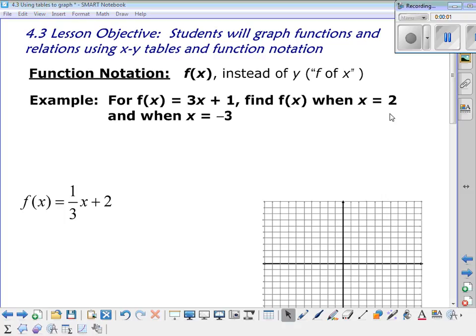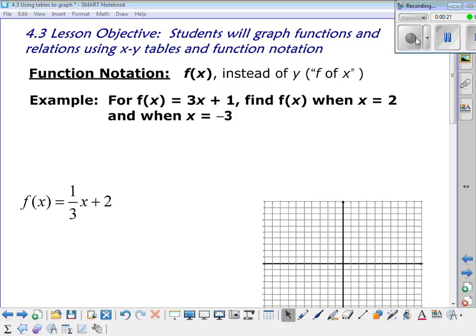Okay, so the lesson objective today: students will graph functions and relations using XY tables and function notation. So we talked about this a little bit on Friday. Function notation basically says you use f of x instead of y. And the way it's said is "f of x."